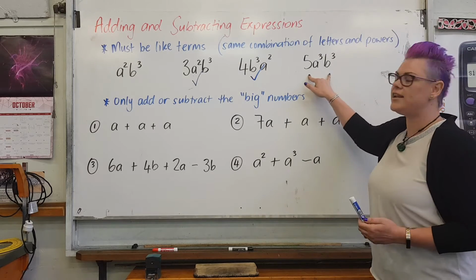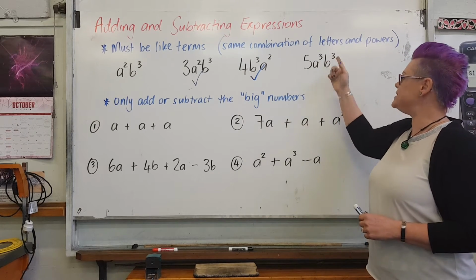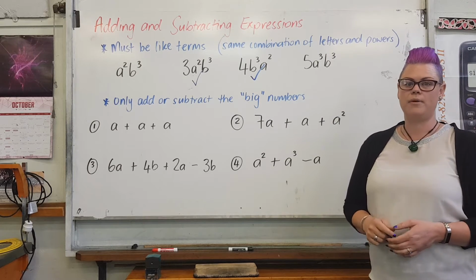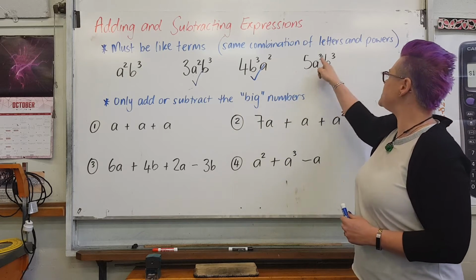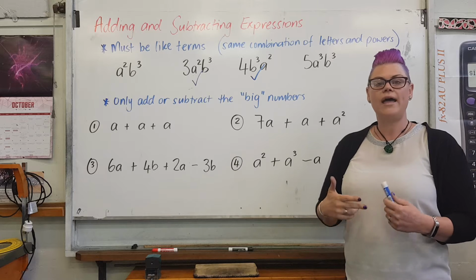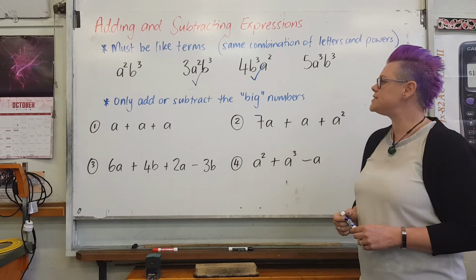If we look at our final example, we've got 5a to the power of 3, b to the power of 3. Now this one is not a like term because it should be a to the power of 2 and this one's a to the power of 3. It's not the same. Therefore, it cannot be added or subtracted. Let's look at some examples.